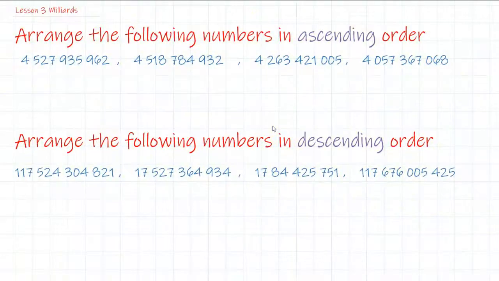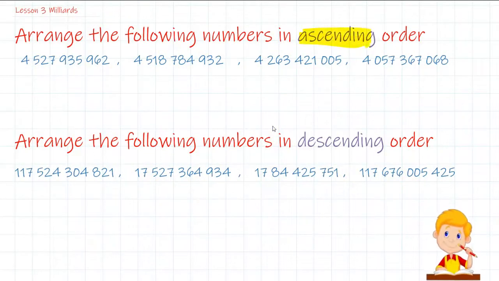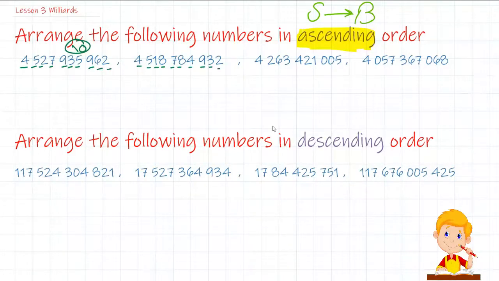Let's arrange here in ascending order. And as we studied before, ascending order means from small to big. First of all, as we studied before, you have to count the digits in each number. So let's count it. So all the numbers have the same number of digits. Okay, let's compare from the left here.